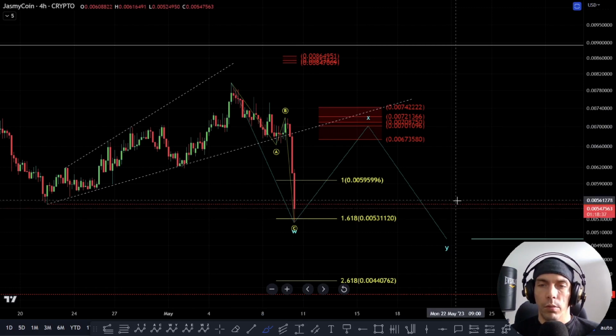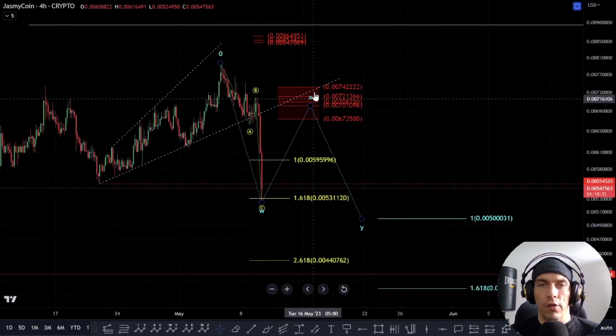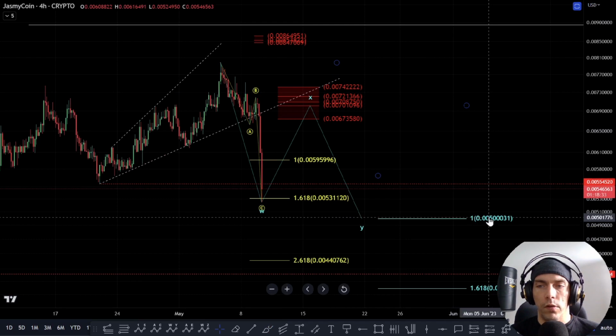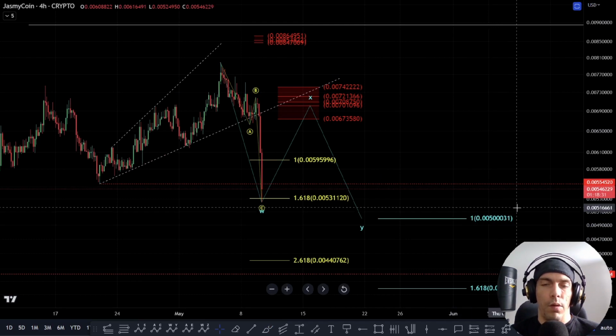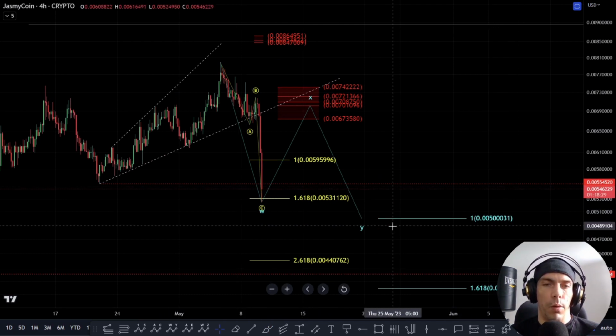If we do move up in this way, what it could mean is that we could get a rejection in this area and still move down towards this 00500031 area at 1-to-1 of a WXY.